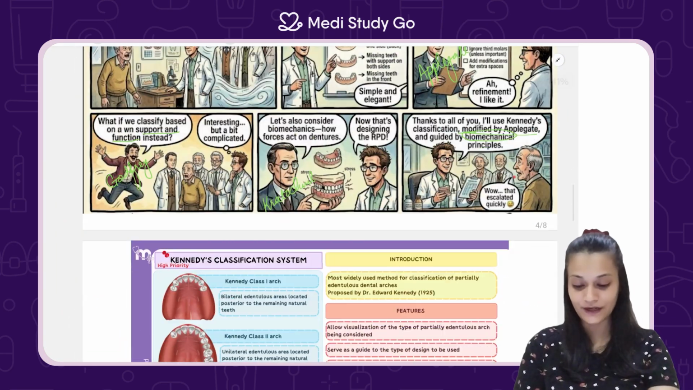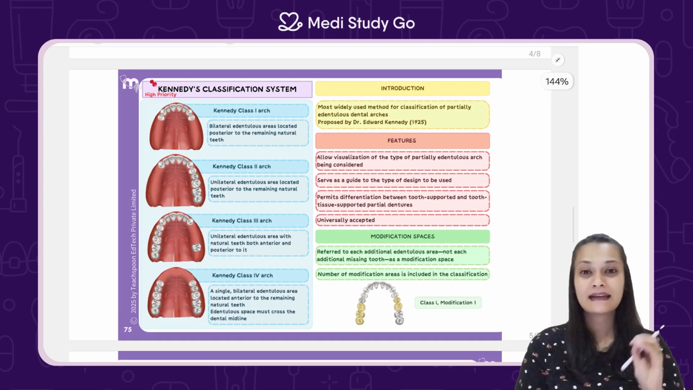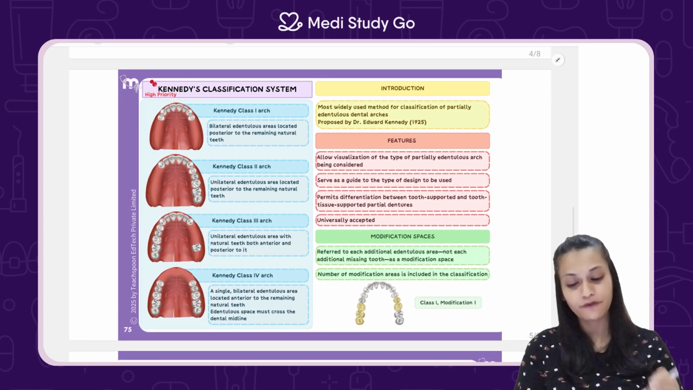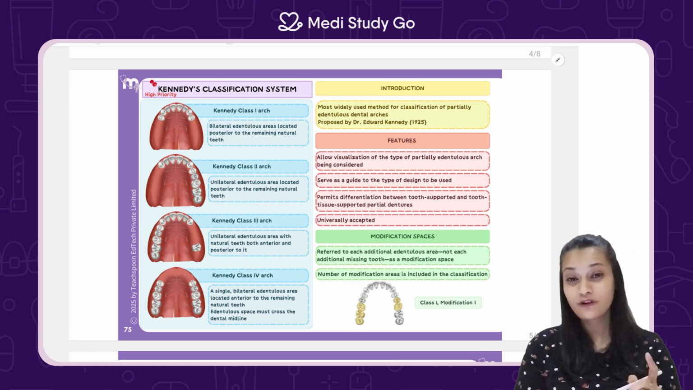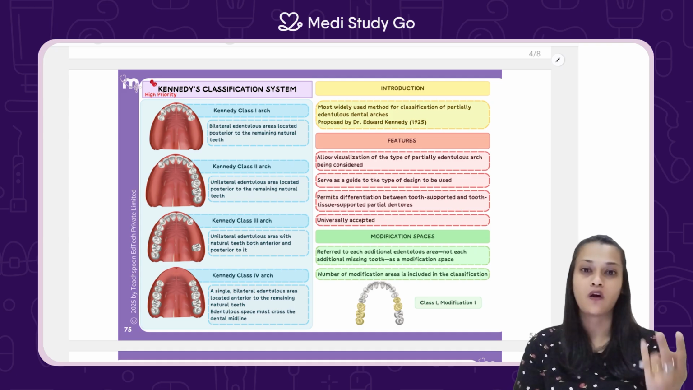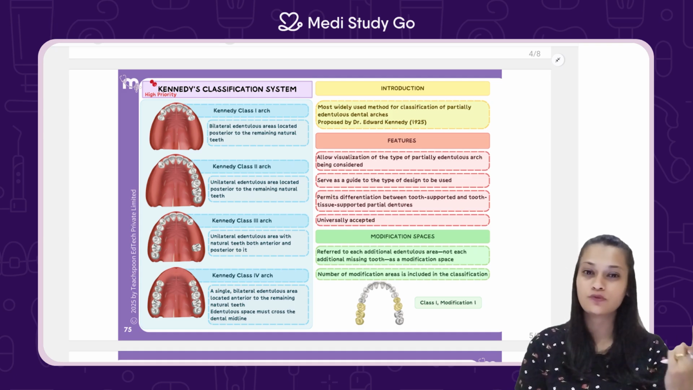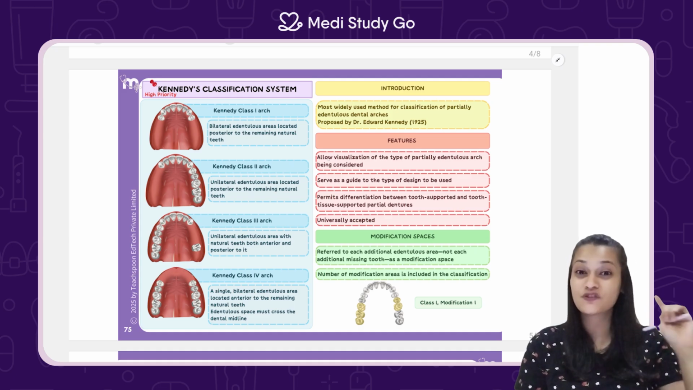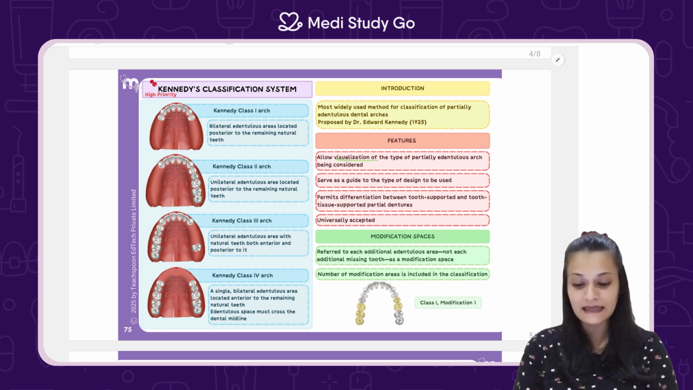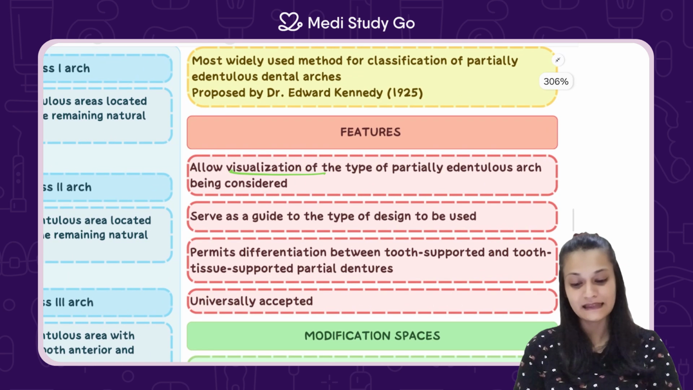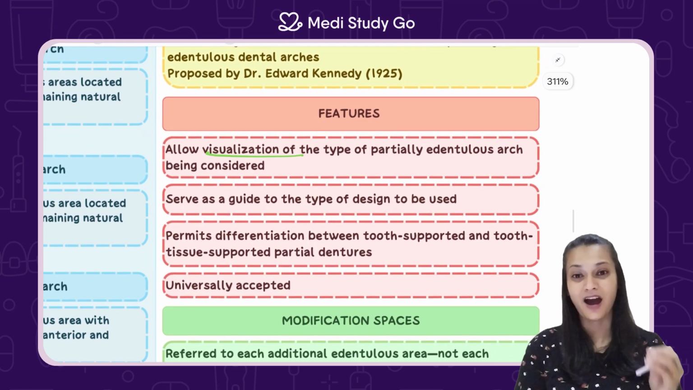So now we are going to understand the Kennedy's classification. But before that, let's understand why exactly we want a classification in the first place. First thing is, even when I'm talking, when I say class 2, I want you to picturize something that's a unilateral posterior space. So it becomes very easy to visualize these types of edentulous arches.